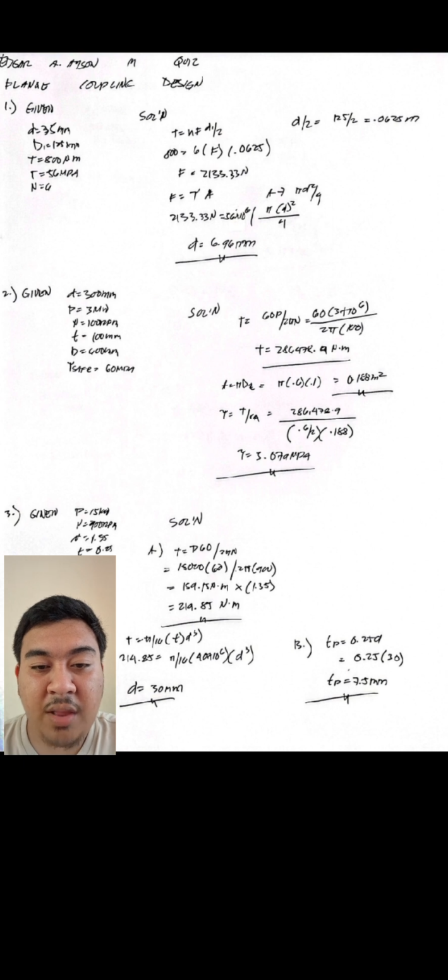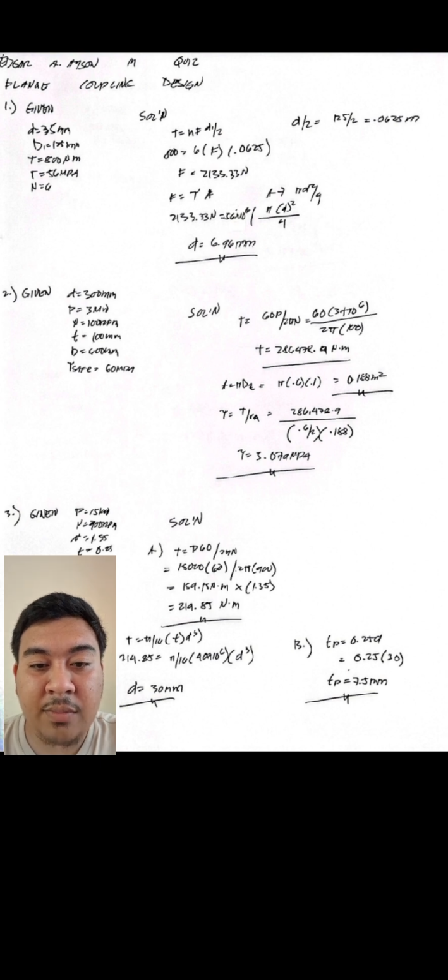So the first problem: a flange coupling for a 35 mm shaft uses 6 bolts on a pitch circle diameter of 125 mm. If the shaft transmits 800 Newton meters of torque, calculate the required nominal diameter of the bolts. The allowable shear stress for the bolt is 56 MPa.